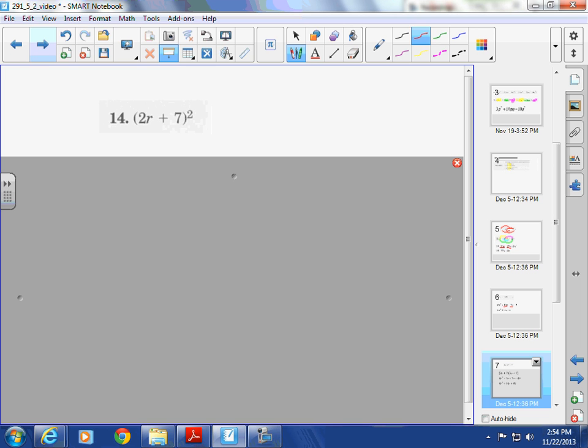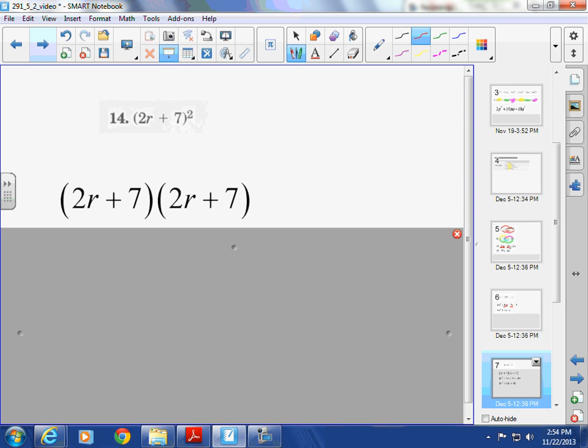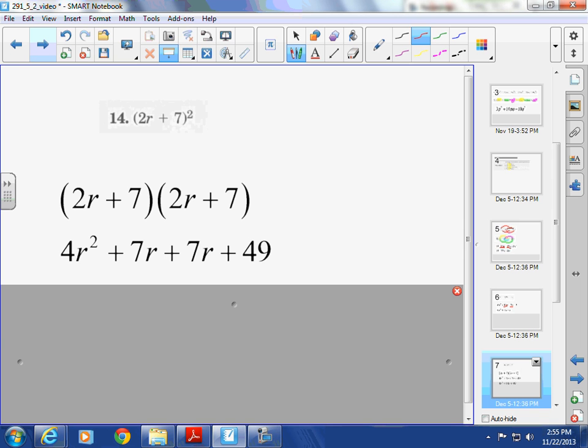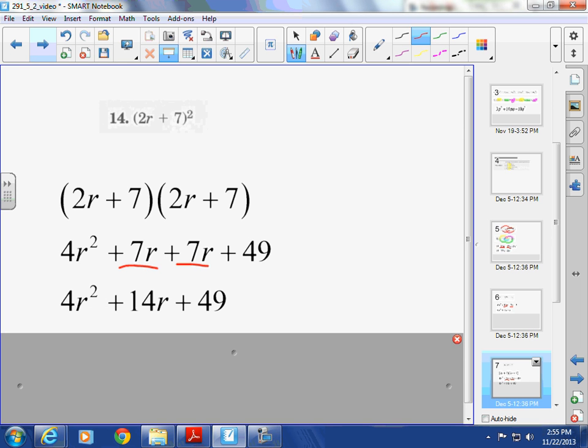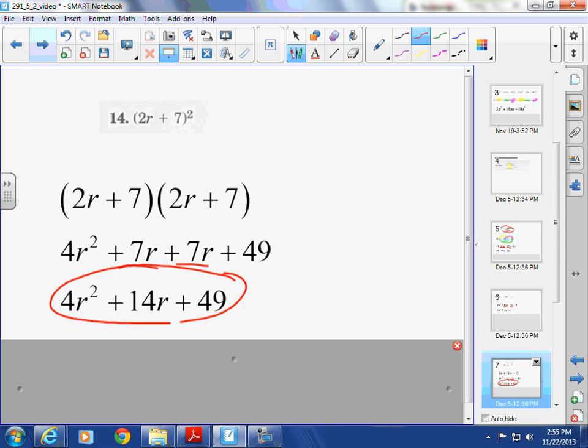An example like this will also end up using FOIL. Be careful not to distribute that 2 across addition. You can only distribute when you have multiplication. My first step in this problem would be to rewrite 2r plus 7 times 2r plus 7 and then proceed with the FOIL. Again, you're going to have like terms, you add those, and there's your final answer. There is a pattern to this particular example, which we will talk about later in the chapter.